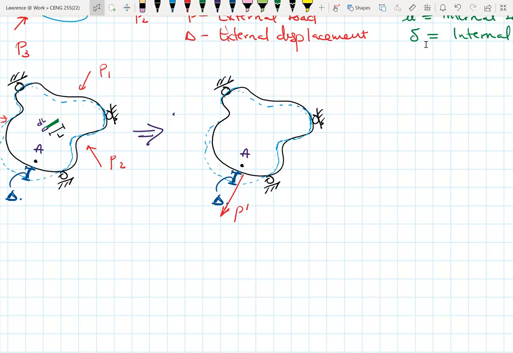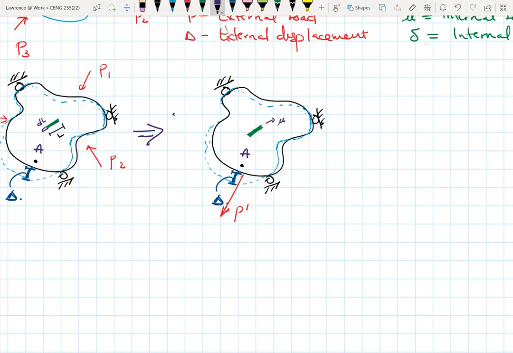So as we place the virtual load P prime, that would also create some virtual internal load. I should have kept this diagram here. So the presence of the virtual load would create also a virtual internal load.